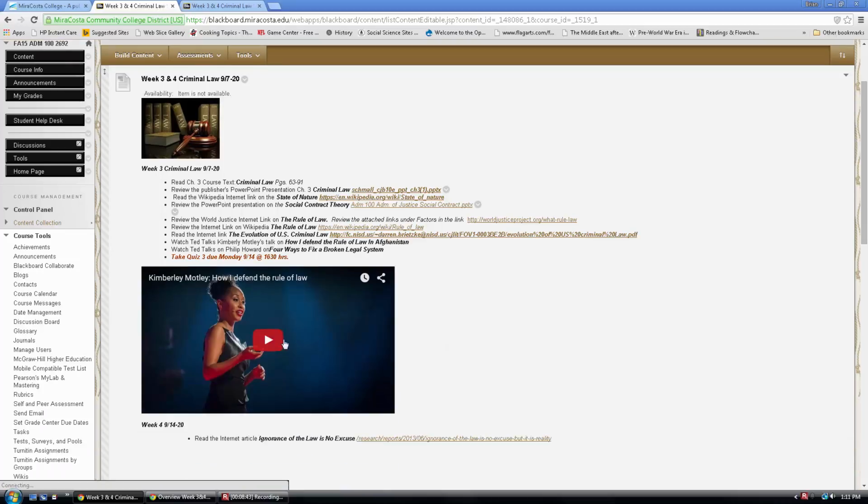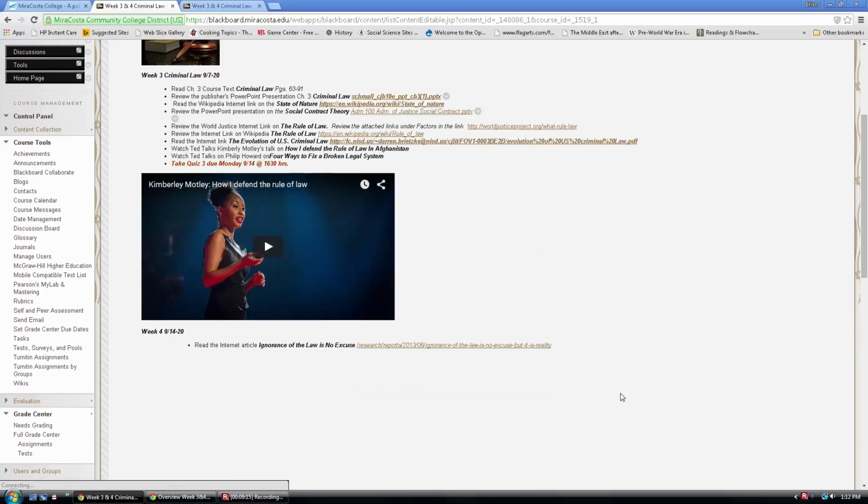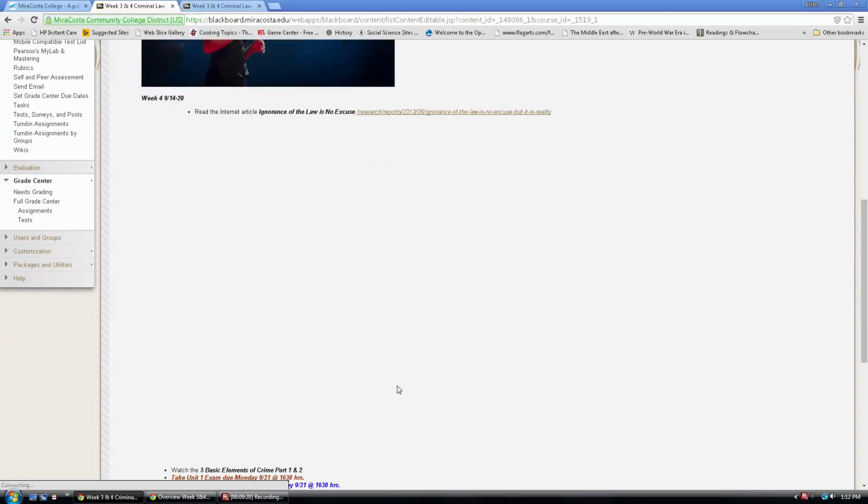First one is going to be on Kimberly Motley, who is an attorney who spent considerable time in Afghanistan in the early to mid 2000s defending Afghani citizens based on their concept of law. It's very interesting, and I thought it's very appropriate. Even though it doesn't talk about the American criminal justice system, it does talk about the rule of law, which is uniform throughout the world. So it's a very interesting concept. I want you to watch that video. Then I want you to read the internet article, Ignorance of the Law is No Excuse.